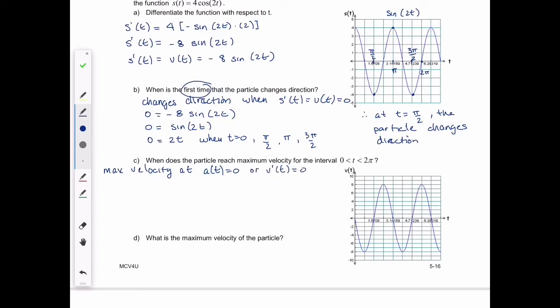So it means I take the derivative of my velocity. So my v prime is equal to, well, the negative 8 is a constant. Derivative of sine of 2t is cos of 2t times derivative of 2t, which is 2. So we can clean this up. It will be negative 16 cos of 2t, which happens to also be my a of t. And we said that v prime of t has to be equal to 0, and that happens when we have 0 is equal to, I'm going to divide both sides by negative 16, so we're going to have cos of 2t.